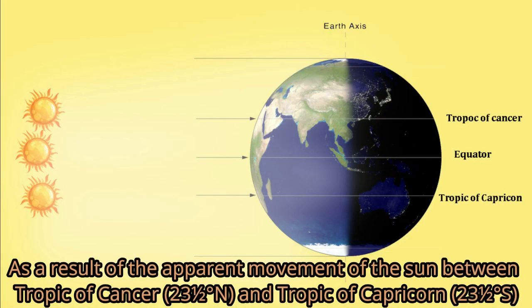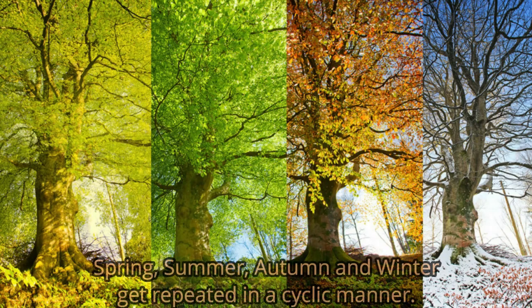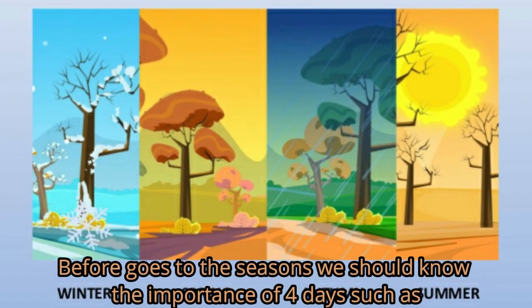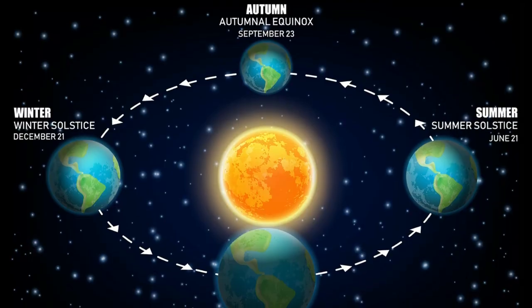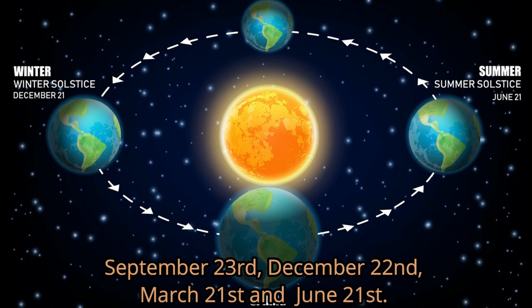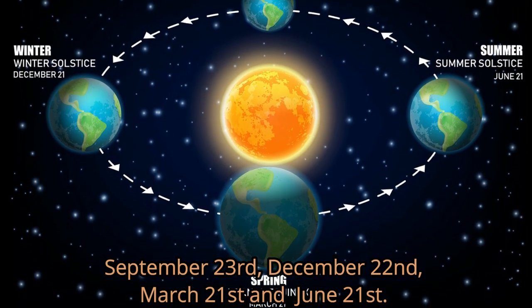As a result of the apparent movement of the Sun between the Tropic of Cancer and the Tropic of Capricorn, the different seasons like spring, summer, autumn and winter get repeated in a cyclic manner. Before we go to the seasons, we should know the importance of four days: September 23rd, December 22nd, March 21st and June 21st.